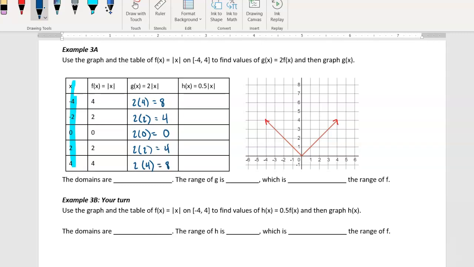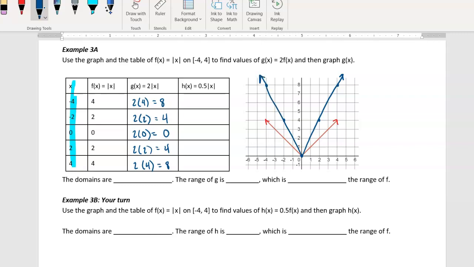So when I go to graph those, when x was negative 4, y is 8. That's way up here. When x is negative 2, y would be 4, so that point would be here. And 0, 0 would be here. And when x is 2, y is 4. When x is 4, y is 8. So this, whoa, let me fix that.